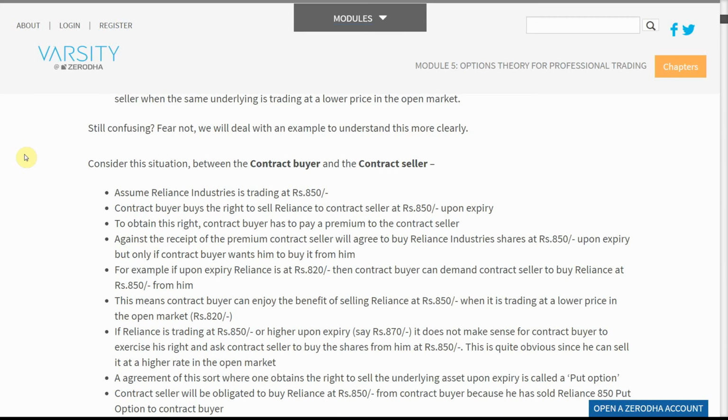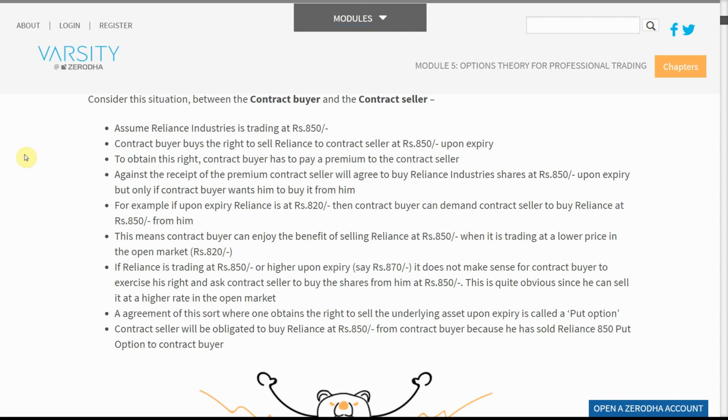Consider this situation between the contract buyer and the contract seller. Assume Reliance Industries is trading at 850 rupees per share. Contract buyer buys the right to sell Reliance to contract seller at 850 rupees per share upon expiry. To obtain this right, contract buyer has to pay a premium to the contract seller. Against the receipt of the premium, contract seller will agree to buy Reliance Industries shares at 850 rupees per share upon expiry, but only if contract buyer wants him to buy it from him.